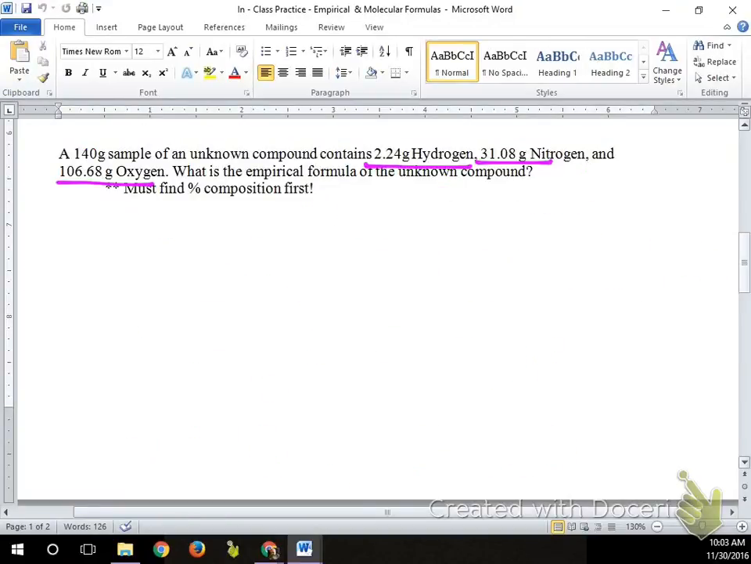Okay, so we were already given grams, so we don't need to necessarily convert to percent composition and then back to grams. So start with your number of grams here.